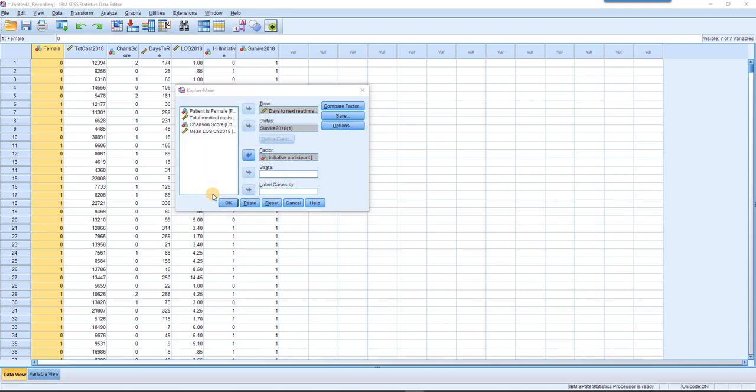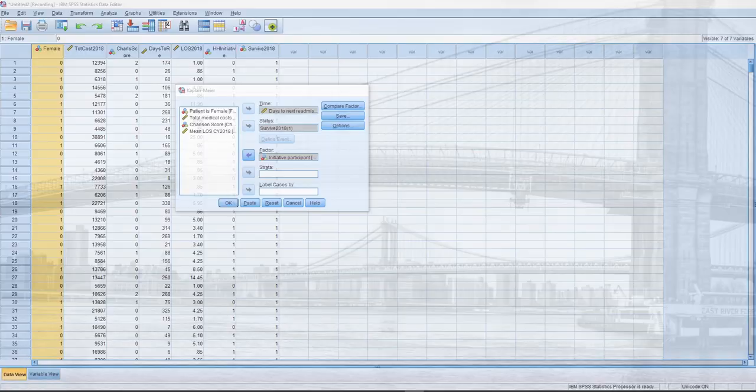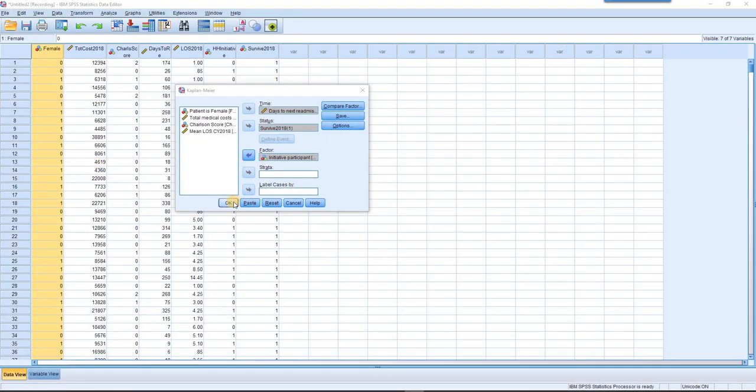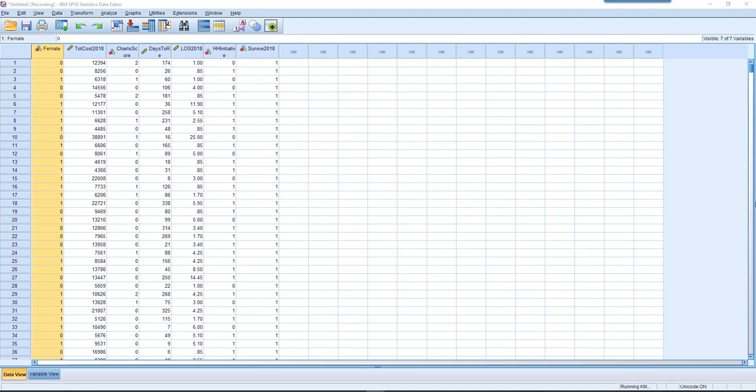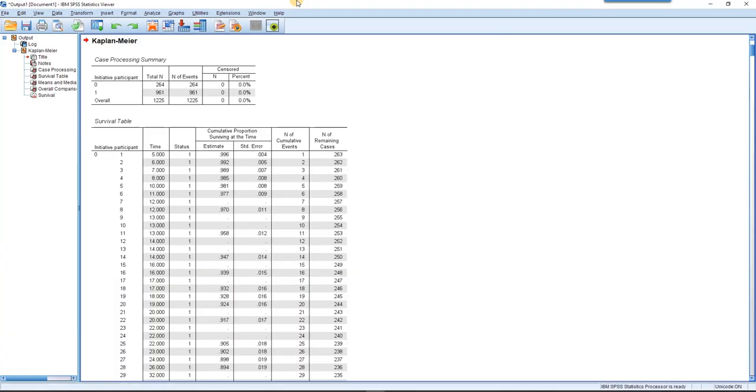All right, so now that we have all of our pieces of the Kaplan-Meier set up correctly and appropriately, let's go ahead and actually run that analysis by just clicking OK. Move my output over here.